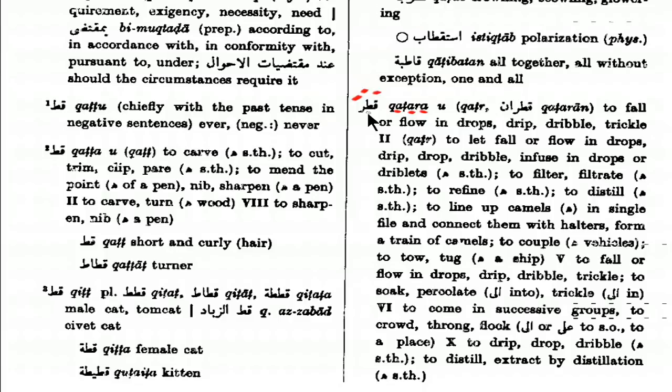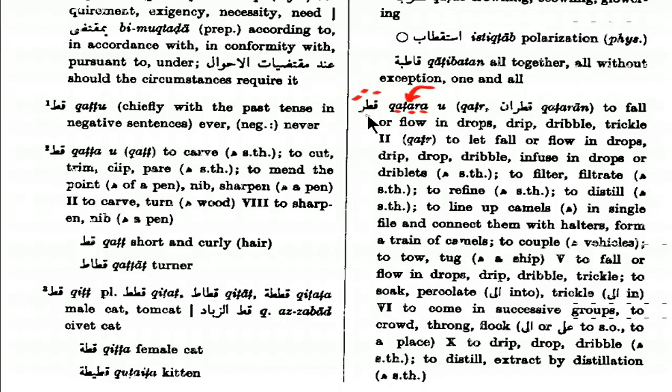It could either be a fatha, a kasra, or a dhamma. And that's indicated by this letter here. So if it was an I, it would be a kasra. If it was a U, it will be a dhamma, and here it's an A, which means it's a fatha. So the past tense is qatara. What does qatara mean? It says here to fall or flow in drops, drip, dribble, trickle. Okay, so we get the meaning of something dripping and trickling. So it's like how the water drops. And we know that qatara is the base form, which is he or it dropped. So we could say qatara al-ma'u. The water dripped. That's the past tense.